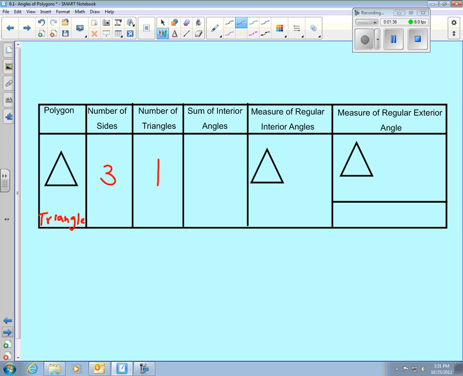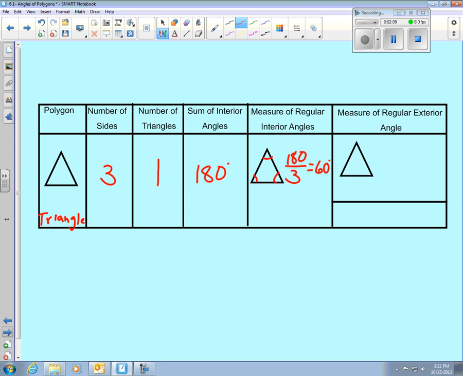Well, we already know that interior angles, if we add up all 3 angles inside the triangle, that's what the word interior means, that those are 180 degrees. All right. The measure of regular interior angles. So this means if these are congruent angles for all of them, that's an equilateral triangle. The measure of our interior angles we know is 180. If we divide it between our 3, that gives us that 60 degrees.